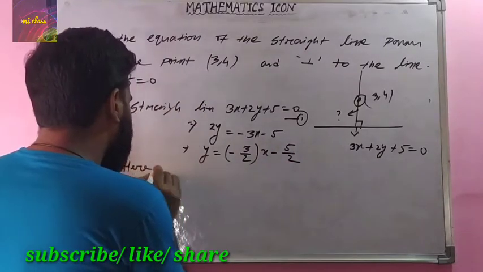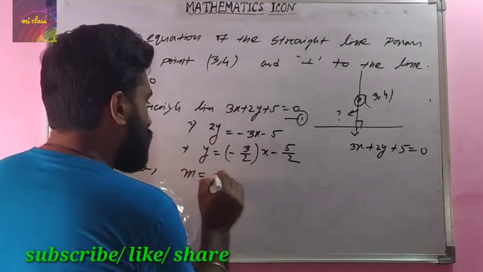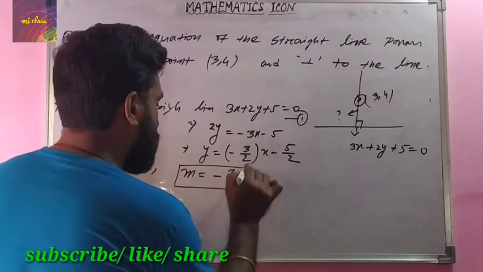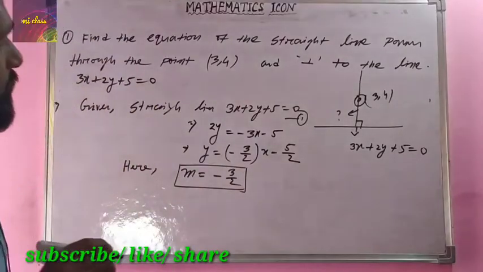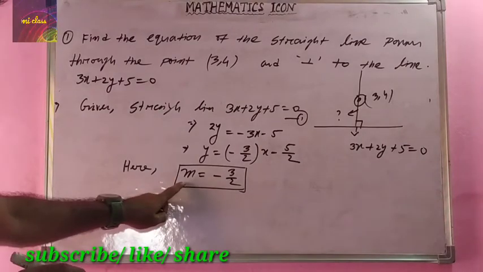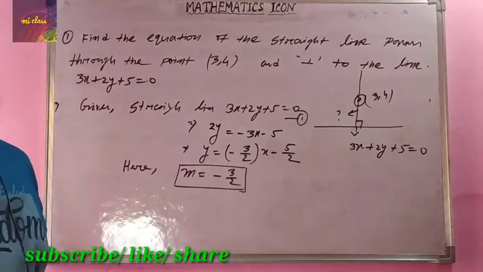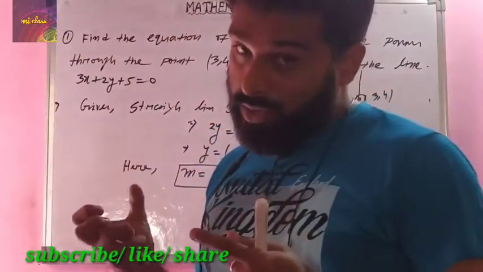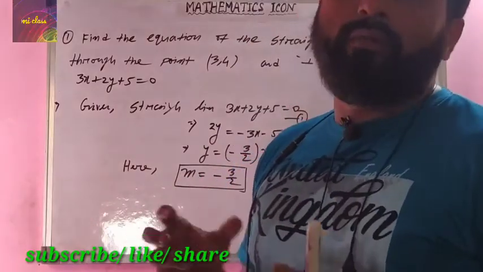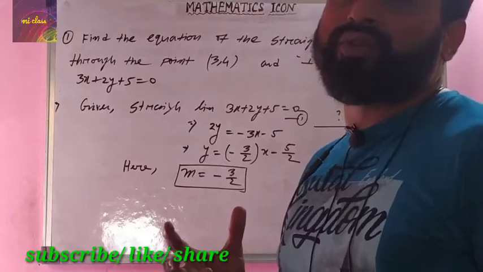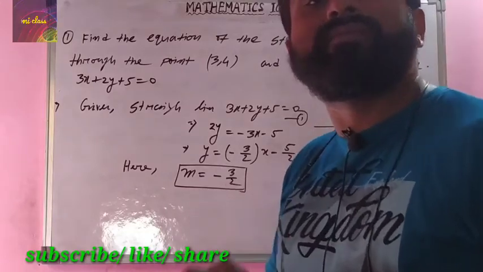Here m equals minus 3 by 2. This is the slope of the given line. So whenever you need to get the slope value of a particular line, you need to convert the given equation to the slope intercept form.